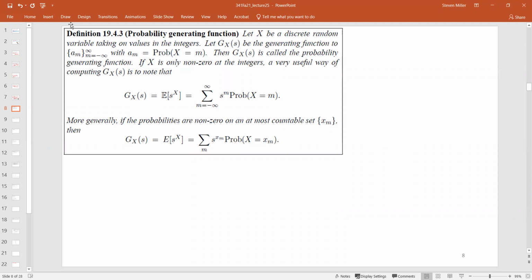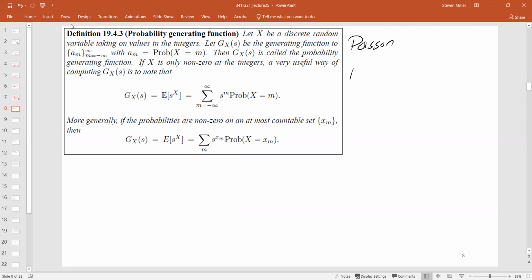So uniform is going to be too easy because it's only going to take on finitely many values. So give me a little bit of a challenge. Let's have it have infinitely many values. So natural ones are geometric, Poisson. We've done Poisson already, but we can do Poisson again.